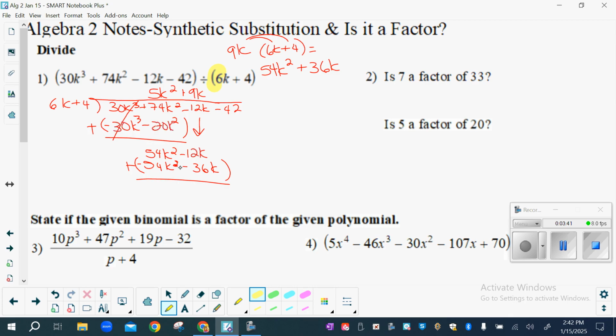Okay, so now we have a negative 12k plus a negative 36k, which gives us, what does that add up to? Negative 48k. Bring down the negative 42. What do we multiply 6k by to get negative 48k? Negative 8. And then that's going to give us a negative 48k minus 32.